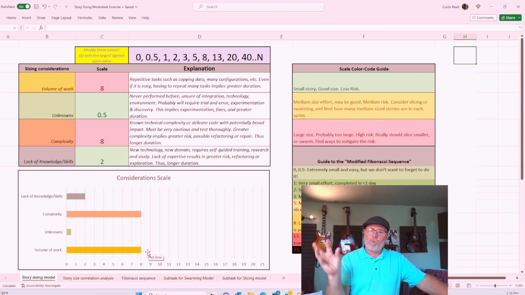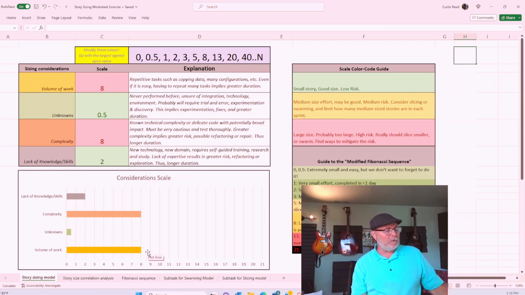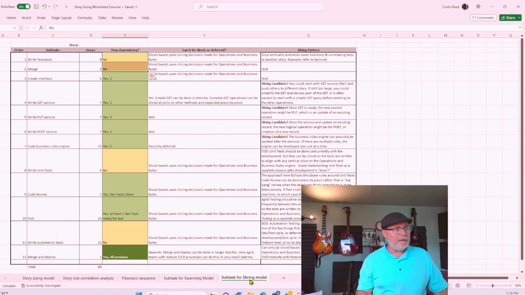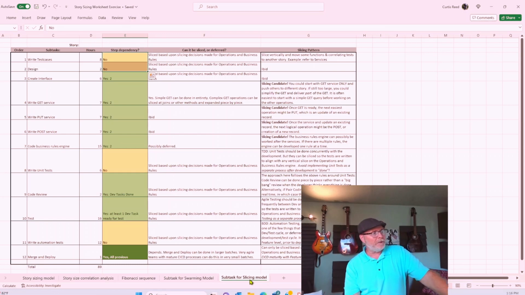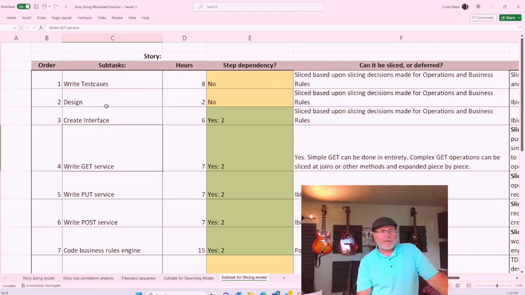You could go with an 8 and just work on it. Say, hey, why don't you guys just swarm this and try and shorten the duration in the sprint so we can get it done in the sprint. But you could look at it and say, well, let's examine this for slicing. Again, go back and see my video on slicing. And one of the things that we want to do then is detail out the subtasks. So what we've done is we've created, we have to write the test cases, we have to do some design work, create an interface. Now there's several services here, get, put, and post service.